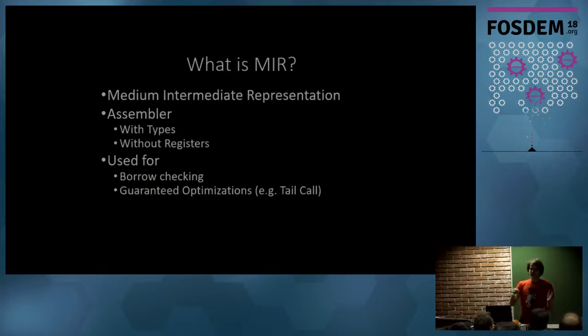So let's go back to the bottom. What is MIR? MIR is called the mid-level intermediate representation. What's that? Well, it's basically an assembler language, but it's very close to how Rust builds your code. So you have types. You don't have any registers. You have local variables. And it's already used for a lot of things. Like borrow checking is done completely on the MIR.